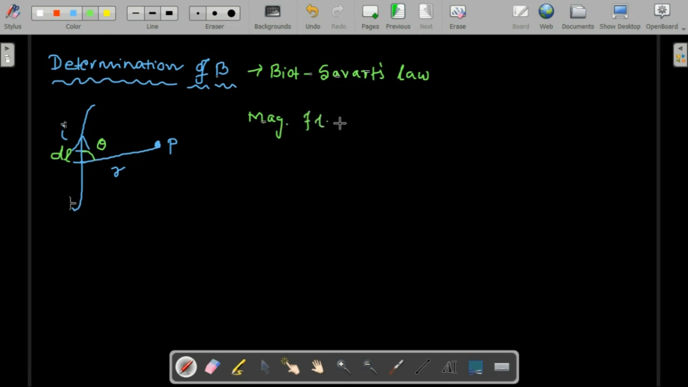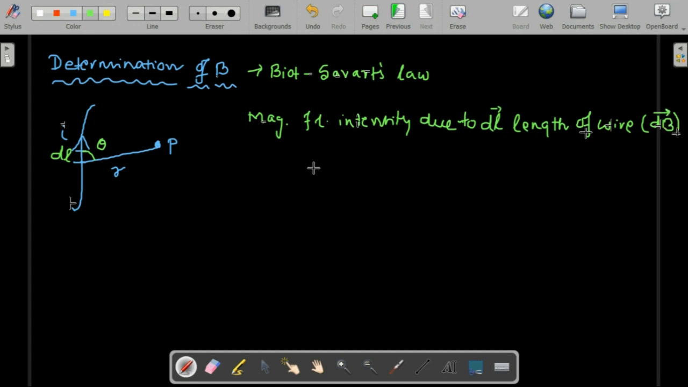What we are interested in finding is the magnetic field intensity due to a dl length of wire. If you're finding the magnetic field intensity due to a small length of the wire, that means you're going to find a small magnetic field. If you're finding it for the entire wire, you're going to find the total magnetic field. So I'm finding a small magnetic field.